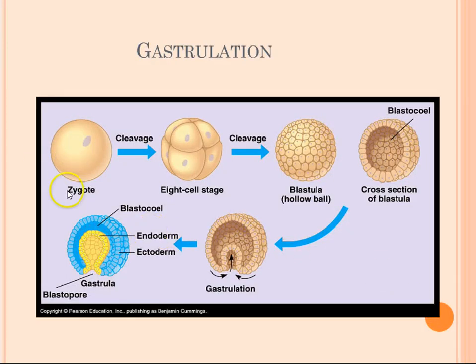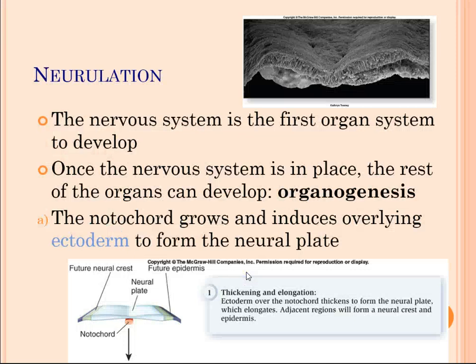We can see we start with the zygote, we go through cleavage, more cleavage, until we get to be a blastula. The blastula has the blastocoel in it. Gastrulation occurs as that folds in and the cells begin to grow in these layers, and you form the blastopore, which will later become the anus, right? And so gastrulation.